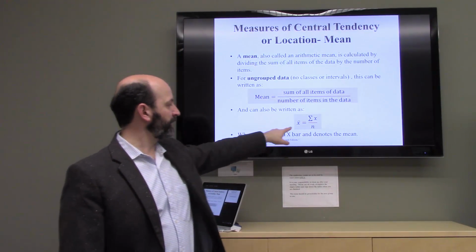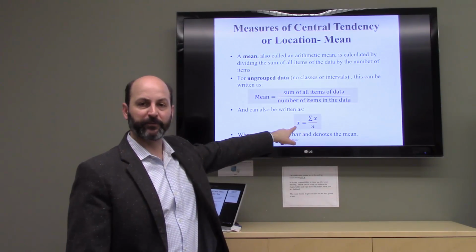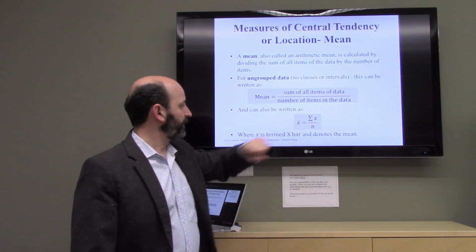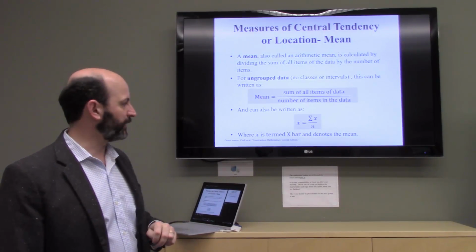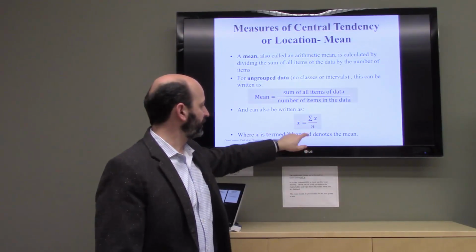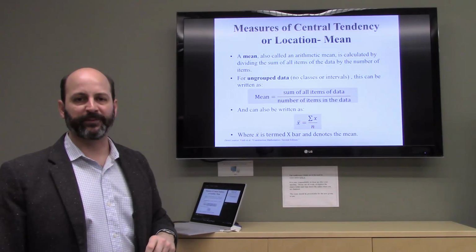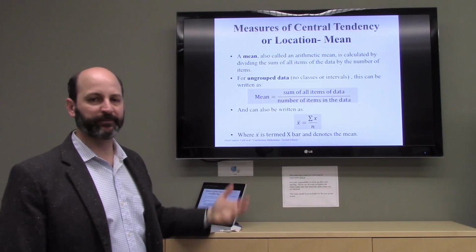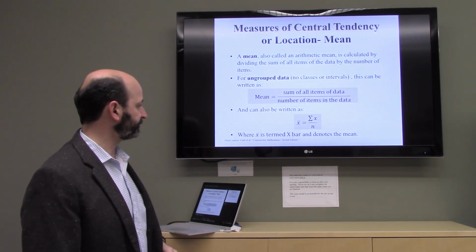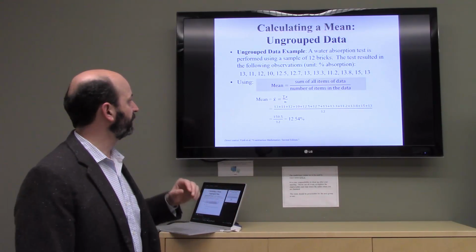This can also be written as X bar, which stands for mean, equals the sum, which is the sigma there, of the observations in the data, divided by the total number of items in the data. The total number of observations would be another way to say that. Here's an example so I can walk you through that in case it's confusing.